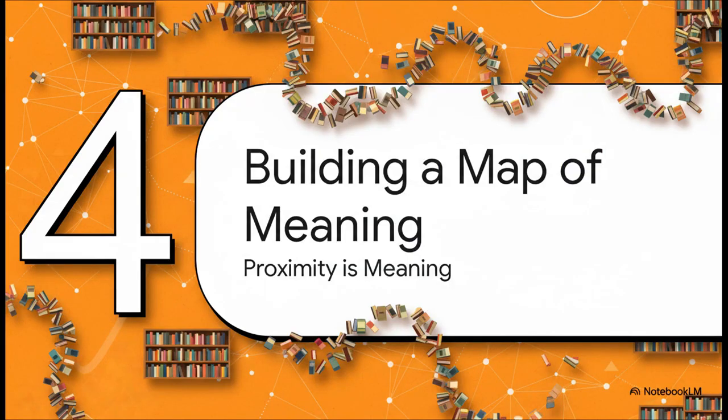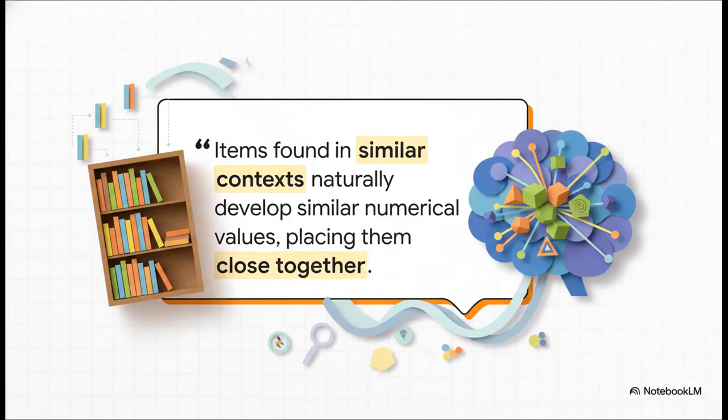So what actually happens after our librarian does this millions and millions of times? After they've watched countless people and made all these tiny adjustments to the shelves? Well, something kind of magical starts to happen. They start to figure out this really basic rule, which this quote sums up perfectly. Basically, things that show up in similar situations just naturally start to get grouped together.